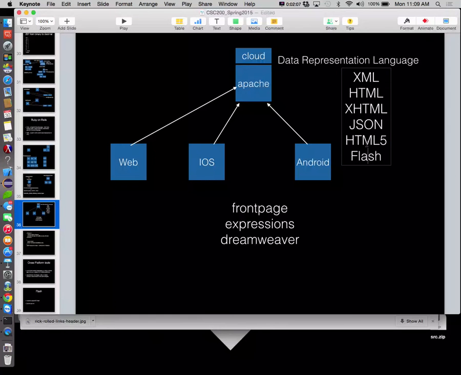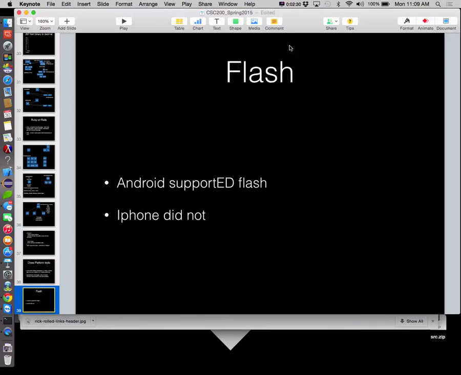HTML5 and Flash are the things we were kind of talking about right at the end of class last time. These would not be data representation languages. Even though HTML and HTML5 look very similar, HTML5 is really a standard name for a suite of technologies. And HTML5 really came about as an answer to Flash. So let's talk about Flash here for a few minutes.